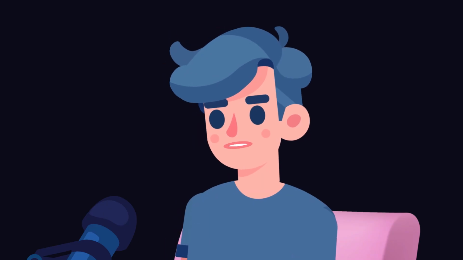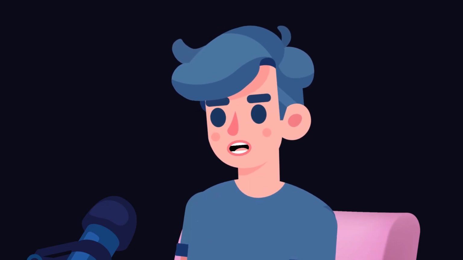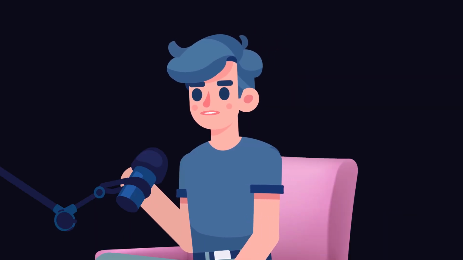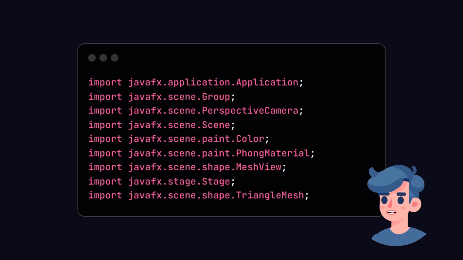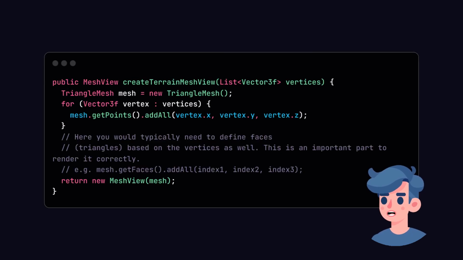Next, let's talk about creating a graphical representation of the mesh vertices we've generated. We'll use JavaFX to create a 3D scene. We will create a method that sets up the 3D environment and visualizes the terrain. We need to include the necessary JavaFX packages in our imports. Now, let's define a method to create a scene from the vertices we generated.